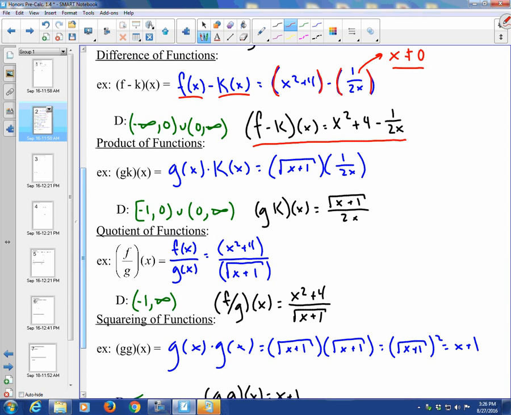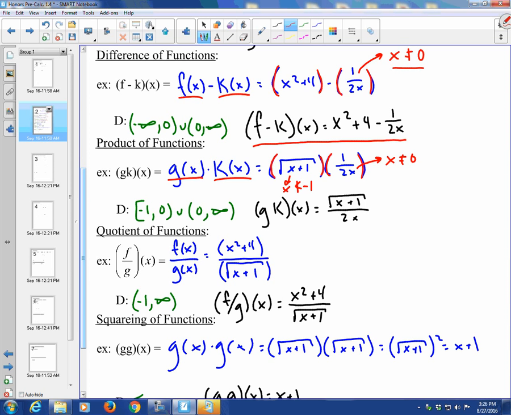All right, so for our product of functions, we've got g times k of x, which is the equation for g of x times the equation for k of x. So right here, we are going to end up with restrictions for each of our parentheses here. For our square root, we know x cannot be less than negative 1. And for our 1 over 2x, we know x cannot equal 0. So we've got those two restrictions. The multiplication of these two equations is not going to create any new restrictions.